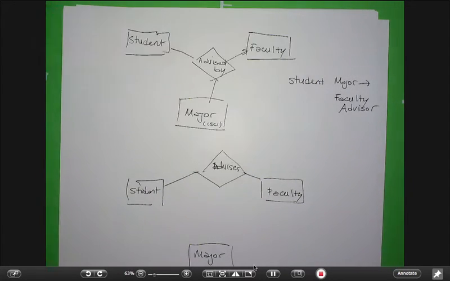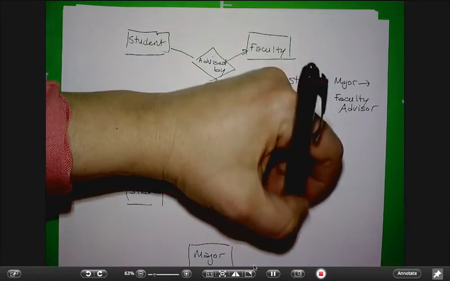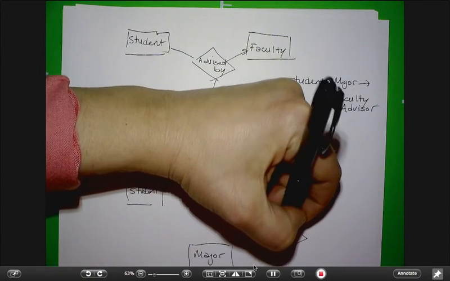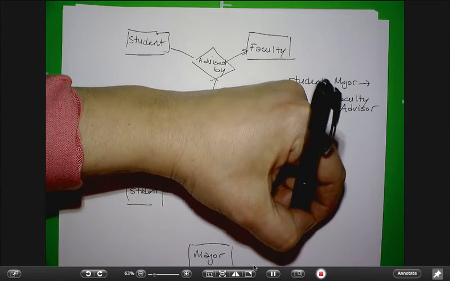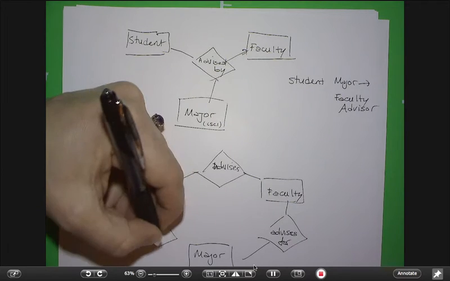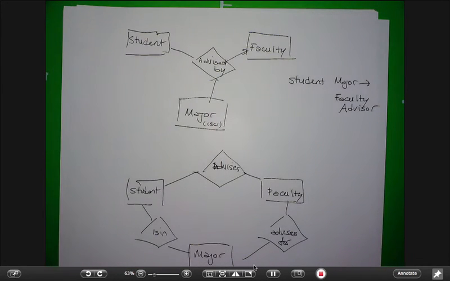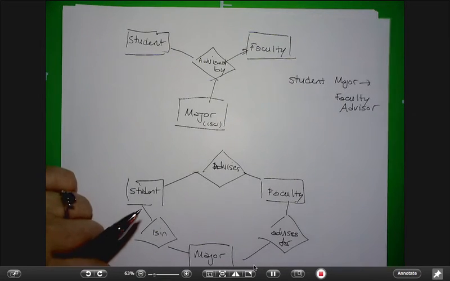So faculty advises student, faculty advises for a major, and student is in a major, right? So if I represented that as three two-way relations, this is what it would be. And then we can write the same thing.